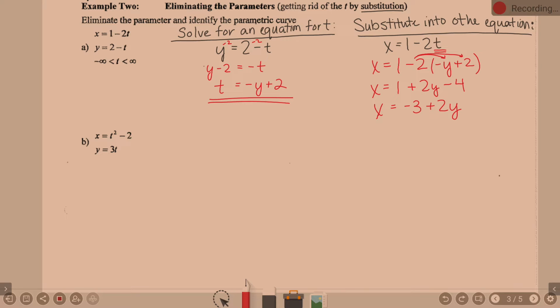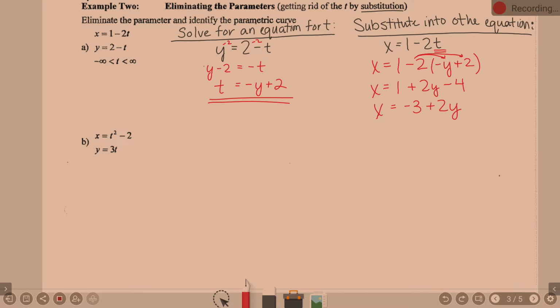Now, before I stop, the directions were to eliminate the parameter, which we have essentially done. However, the other part of this is to identify the parametric curve. So in other words, now that we've put this together, what is this graph? It's not a parabola, not a parabola like the previous problem. Well, it's like mx plus b. Linear. Could it be put into a y equals mx plus b linear equation? I believe it can be.